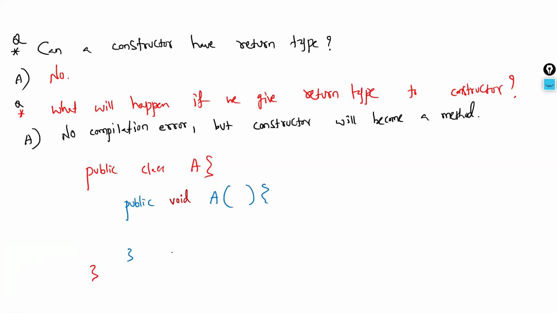The next question is, can a method name be the same as the class name? Yes or no? Class name is square, my method name also square. Allowed or not allowed? But here what is the class name? A. And what is this now? Is it a constructor or a method? Method. What's the name of the method? Is it the same as the class? Possible or not possible?